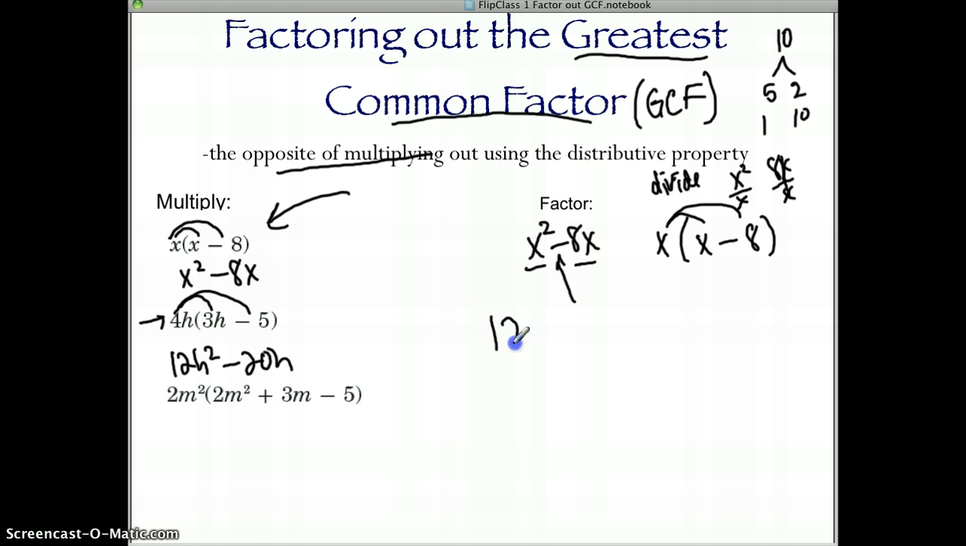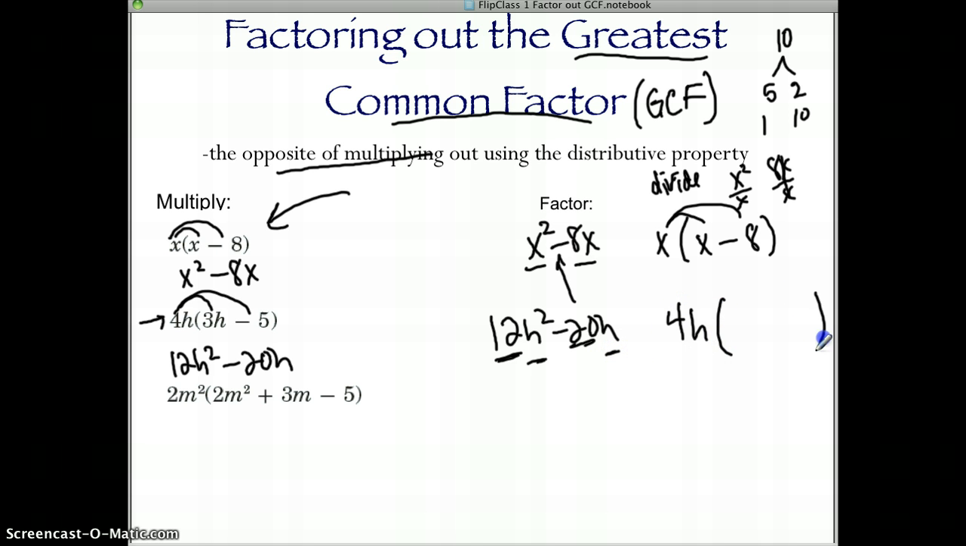So now if we take 12h squared minus 20h, what goes into both 12 and 20? Factors of 12: 1, 2, 3, 4, 6, and 12. Factors of 20: 1, 2, 4, 5, 10, and 20. So 4 went into each of them. Alright, so we're going to take a 4 out, and then you have h squared and h. You can take an h out of both of them.